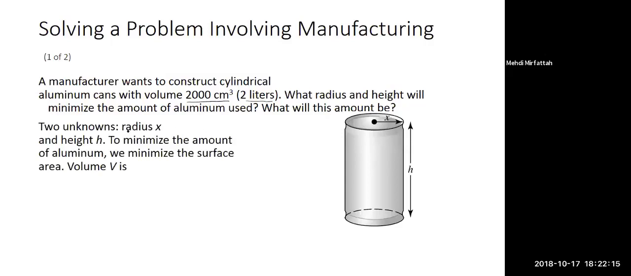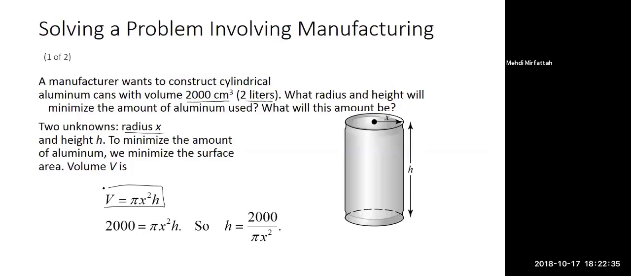So the unknowns that we have here are the radius, x, and the height. To minimize the amount of aluminum, we minimize the surface area. So we need to know those two formulas: the formula for the volume and also the surface area. The volume of the cylinder is equal to pi r squared times h, where r is equal to x. And the volume is given to me as 2,000. So I can solve for height in terms of the other variable, which is x.